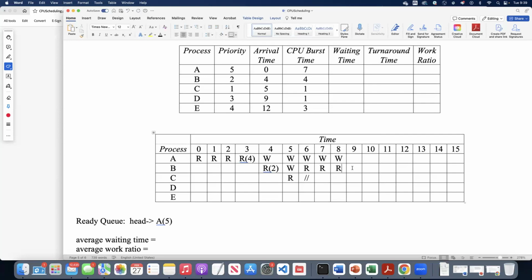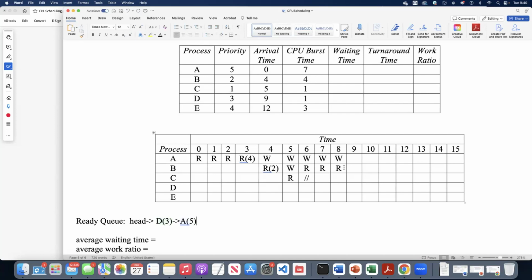And now at time 9, process D arrives at the ready queue. Process D's priority value is 3. So now we add process D, priority value 3, in front of process A. Because D has a higher priority than A, D is inserted in front of A.